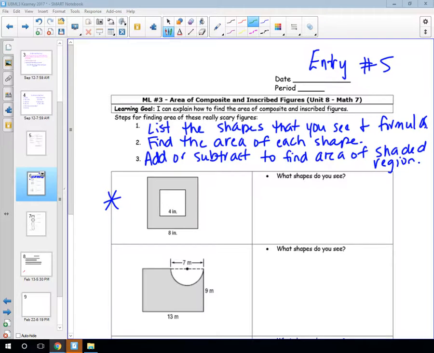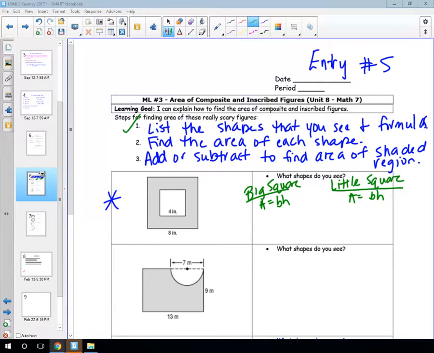The first step is I'm going to list the shapes that I see. In this figure, I see a big square, and I see a little square. So step 1, list the shapes and their formula. The area for a big square, you might need to check your formula sheet, or if you made a foldable, you can always check your foldable. Area is just base times height, and the area of a little square is still just base times height. So step 1, we're done. We've listed the shapes and their formulas.